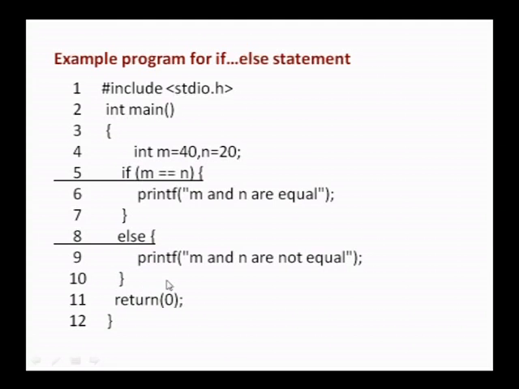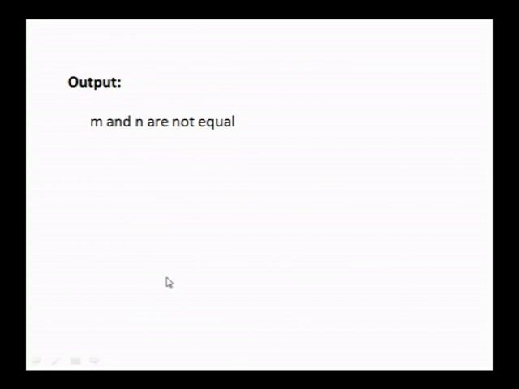So here, in this program, what is the output you expect? The output would be m and n are not equal.